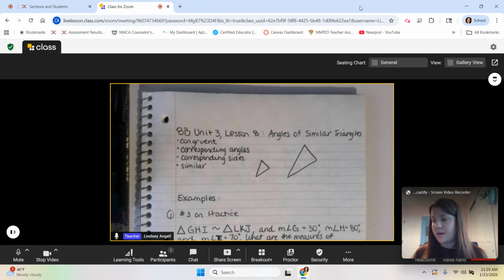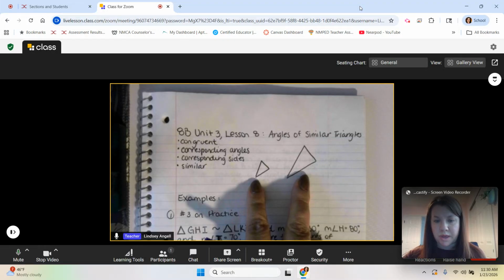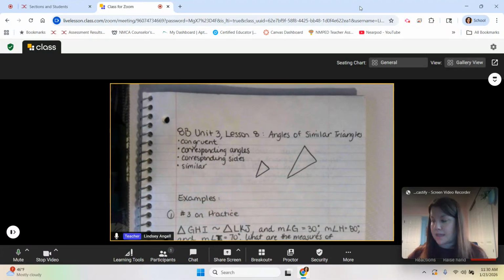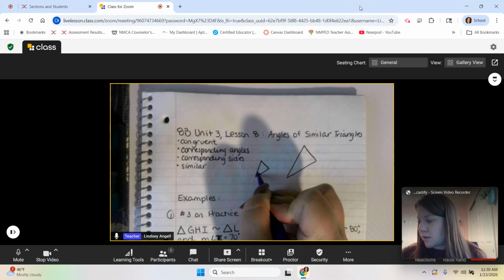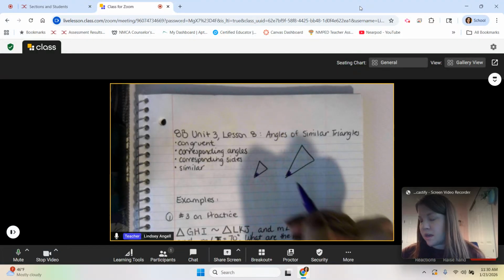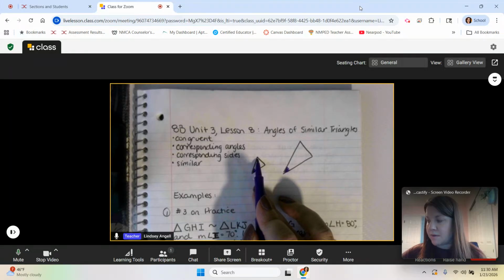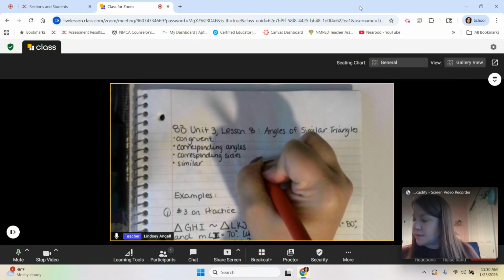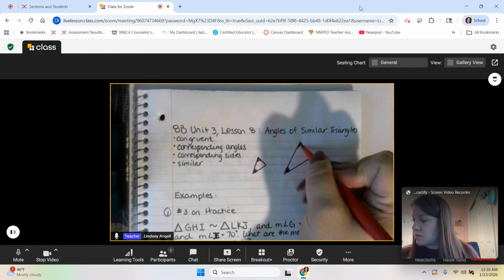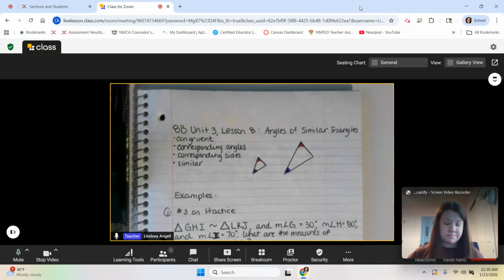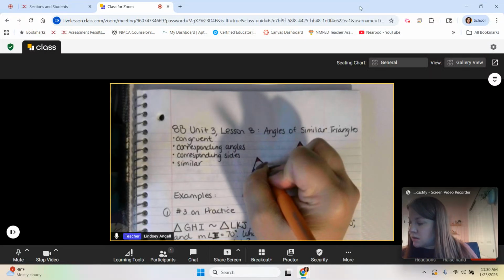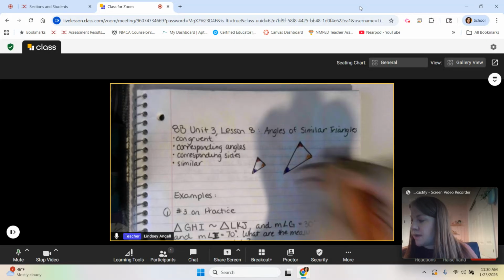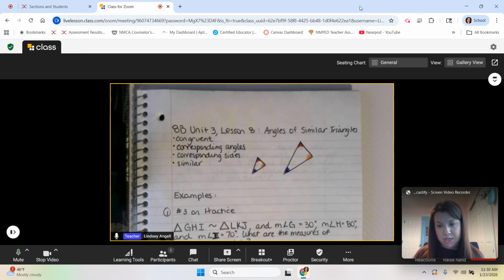Corresponding angles, those are like the angles that match up in two similar figures. So here I tried to draw two similar triangles. So the corresponding angles, like this one here, right? The corresponding angle in the other figure would be that one, right? This one, right? That's the corresponding angle to that one. And then that one there corresponds to this one, right? Those are the corresponding angles, the ones that match in both shapes, okay?